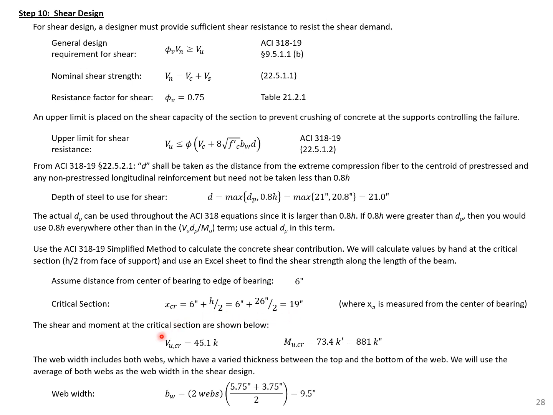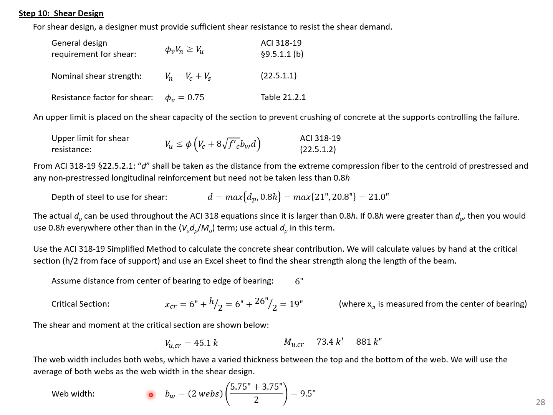With that, we can find the shear and moment at that location. We're going to use these values: a shear at the critical section of 45.1 kips, and a moment at the critical section equal to 881 kip-inches. We'll use those values in the following equations.